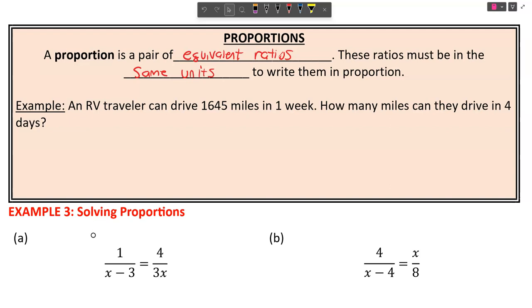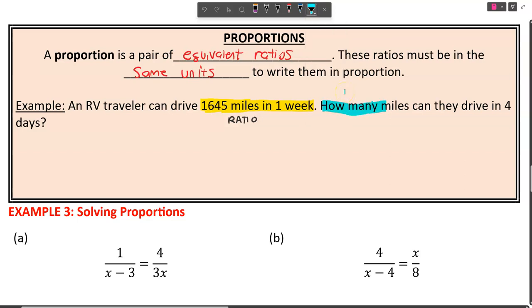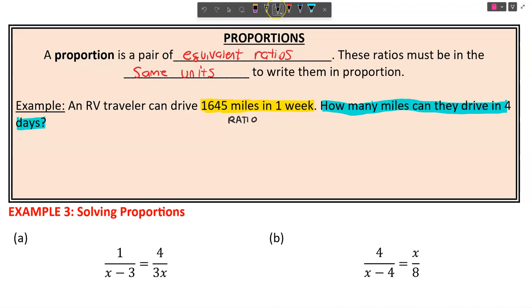So a quick example here is I have an RV traveler who says they can drive 1,645 miles in 1 week. Guys, that is a ratio, okay? That is considered a ratio right here, and we know both parts of that ratio. What we need to find is how many miles can they drive in 4 days. So that is the unknown part. This is the other ratio.